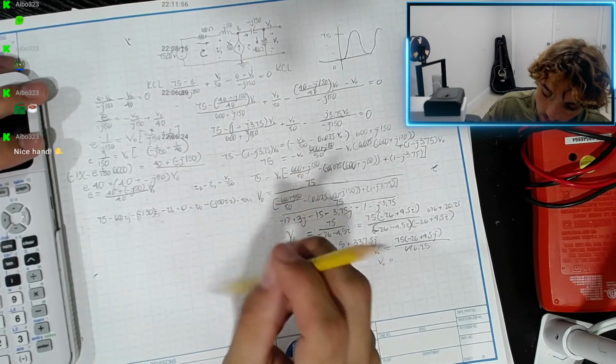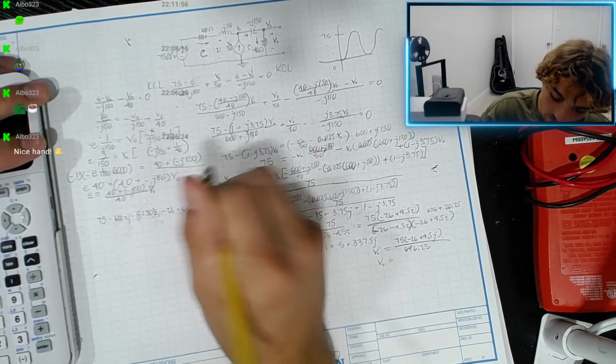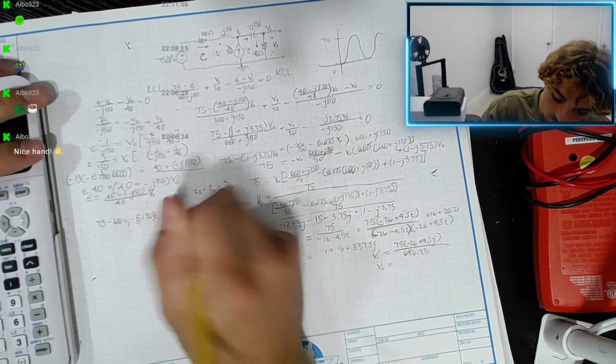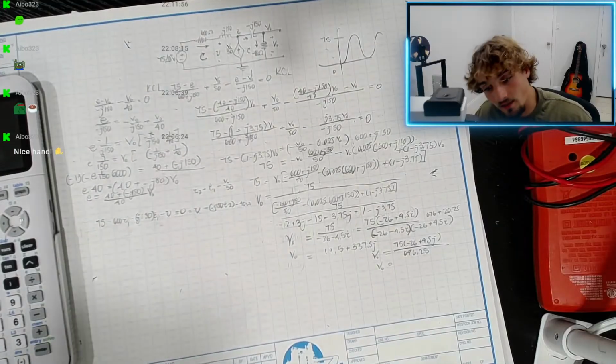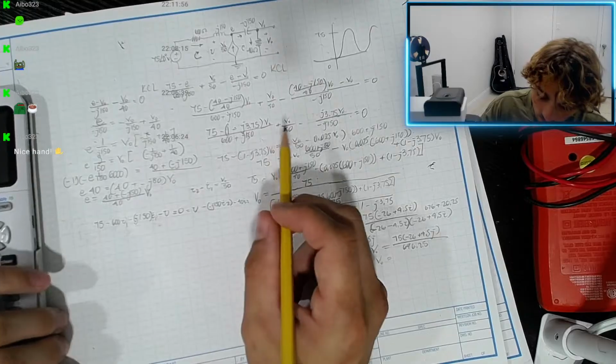Wait, no. That's not V out. Why did I make it V out? I'm sorry, that's not what we're doing. There it is, it's more like that. All right, we can solve for V out.